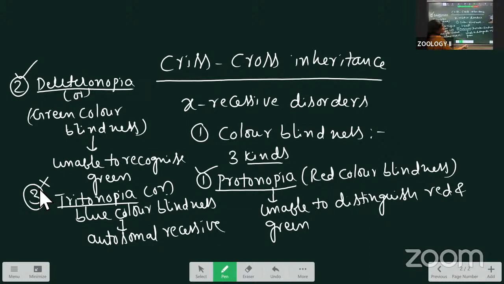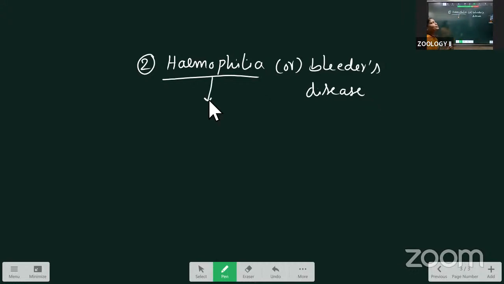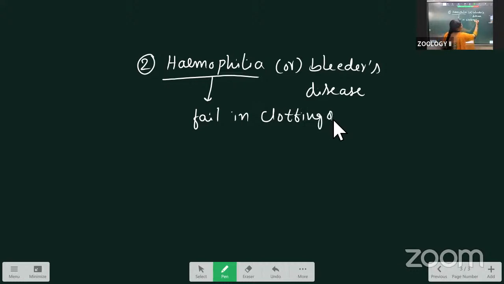Next, second, we are going to discuss the second one, hemophilia. Second disorder, hemophilia. This is also called bleeder's disease. The affected persons having hemophilia fail in the blood clotting mechanism. Clotting of blood does not occur. These persons fail in clotting of the blood, that we call hemophilia.